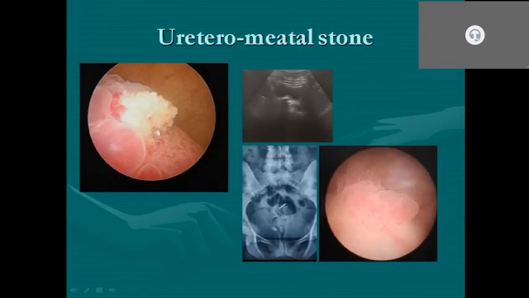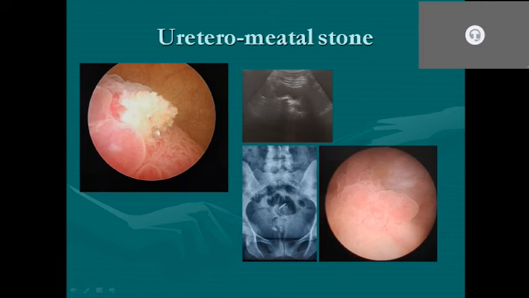So another stone, very interesting, is the ureteromeatal stone. As you can see, this is the bladder, and this is the ureteric orifice. The stone is just popping out through it. In these cases, you can just cut the ureteric meatus a little bit and take out the stone. It causes a lot of edema, as you can see.